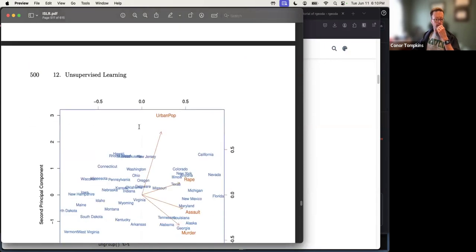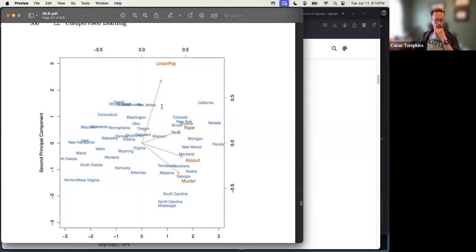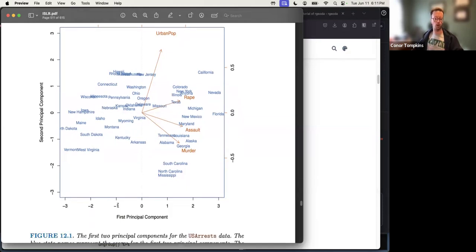If we skip down to this chart here, they do PCA on the USArrests data. Each observation is a state, and you have columns representing the counts or per capita rates of crime, and then the percentage of the population that lives in an urban center. The first two principal components are on the x and y axis here, and we can see that it's overlaying the original columns on top of the principal components, with the labels on the states.